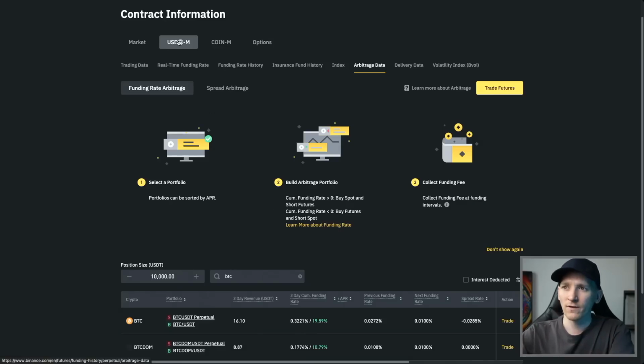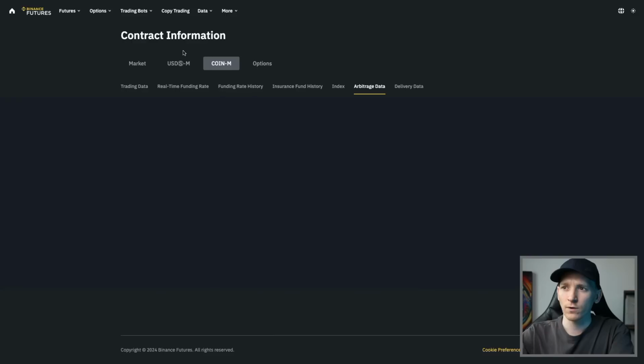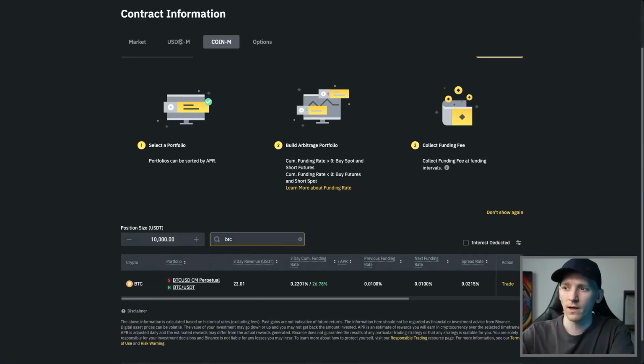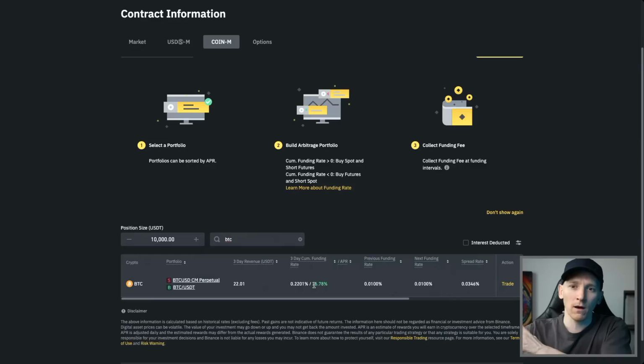Now with US dollar margin or coin margin, you can see that here. It doesn't really matter either way. We'll do arbitrage data right here, and we'll look at the arbitrage data for Bitcoin. What we can see right here is that there is a 26% positive funding rate as an APR over a year in Bitcoin right now. And what that means is that if you are short Bitcoin in the futures market, you're receiving that funding rate from longs.